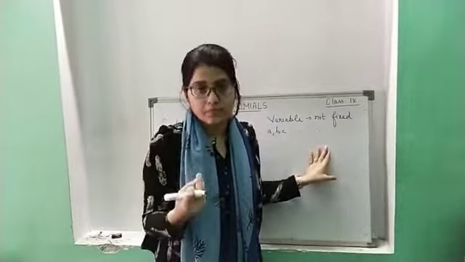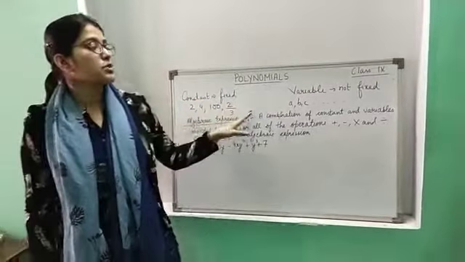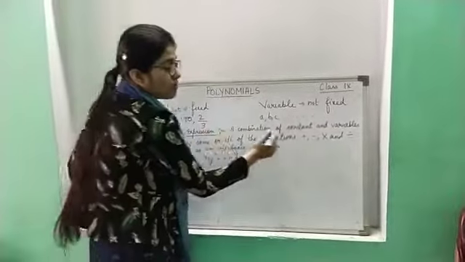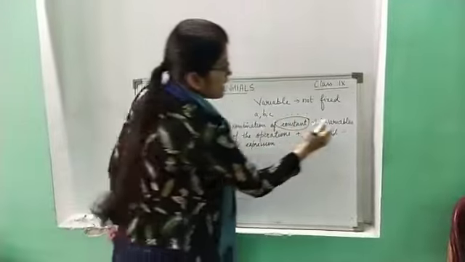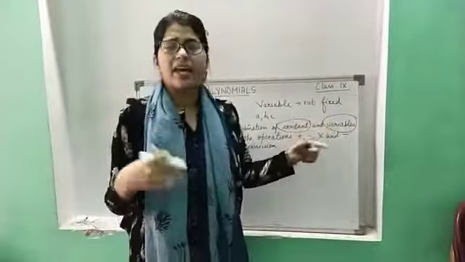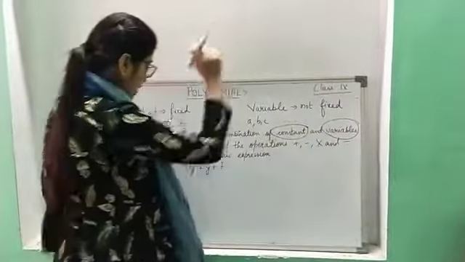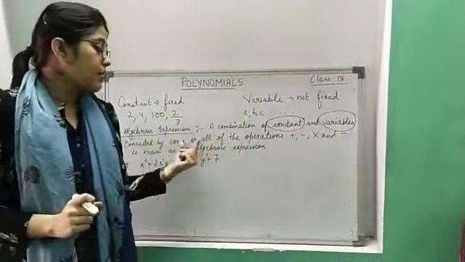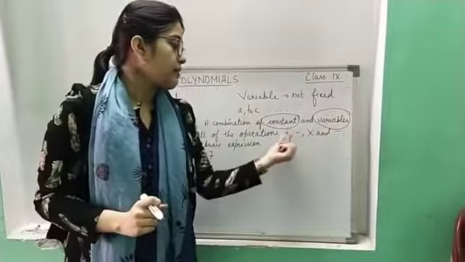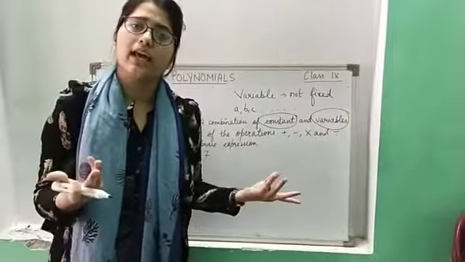Now coming on to algebraic expression. What is an algebraic expression? An algebraic expression is a combination of constants and variables. Here, as you can see, it is a combination, meaning constants will be there as well as variables. Constant means any number. Variable means x, y, z, a, b, c. It is a combination of constants and variables connected by some or all operations. Some or all operations means it can be connected by plus, minus, multiplication, division, by all the operations, or by some operations also.